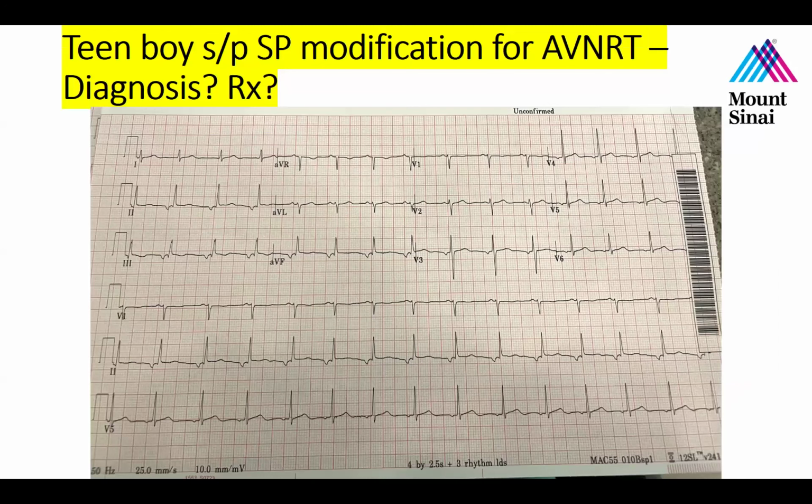So this is a teenager who had a slow pathway modification for the treatment of AV nodal reentrant tachycardia. And this was the electrocardiogram. As you know, we not uncommonly obtain one in the recovery room, a couple hours post-ablation, prior to discharge. So you see this, and my question to you is, any cause for concern? So why don't I ask Dr. Capon what she thinks about this?